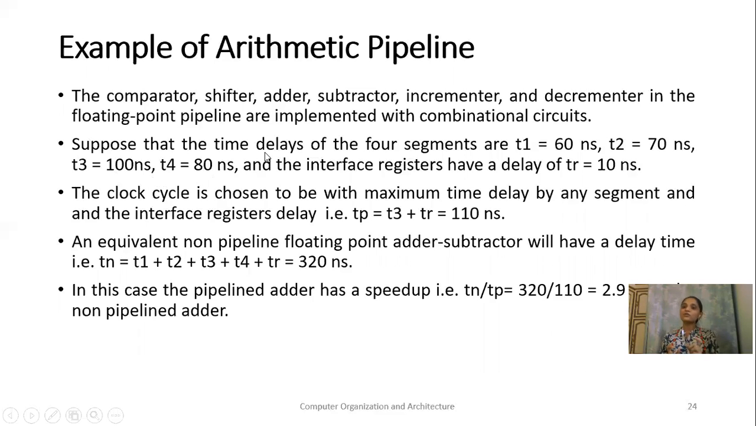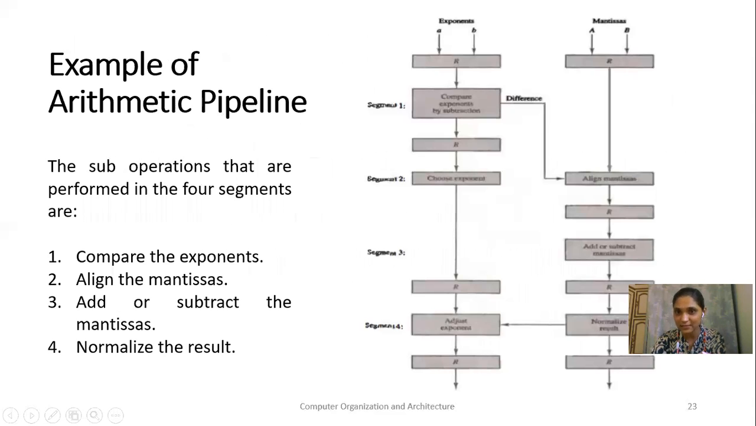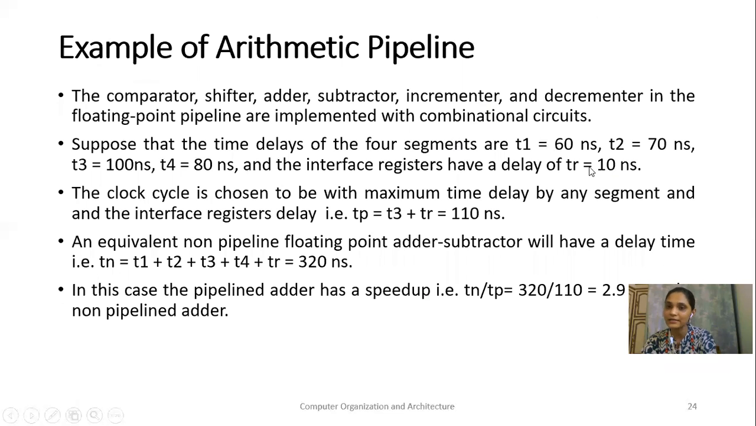What does this time delay denote? That time delay denotes how much time is required by that segment to complete the task of its combinational circuit. Then you have to store that result into the stage's register, so it will also require some time to store your result into that register. For example, that is 10 nanoseconds. Okay, that we can say is the interfacing register delay, and we will represent it by TR as 10 nanoseconds.